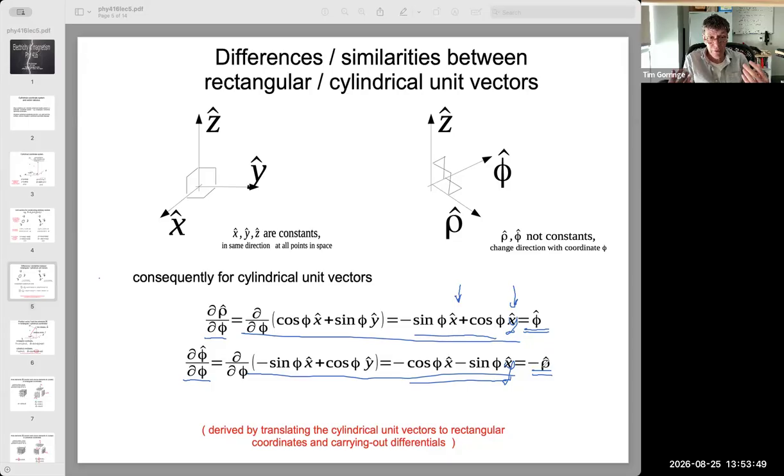And the fact that these unit vectors don't vanish when you differentiate them with respect to phi is very important when we go to constructing divergences and curls, for example. So this is an important result. That is something completely new that was completely absent in the world of rectangular coordinates, x, y, and z. You don't have to worry in x, y, and z coordinates about the differential of the x unit vector with respect to x or y, or the y unit vector with respect to x or y. Those are zero. That's not an issue.